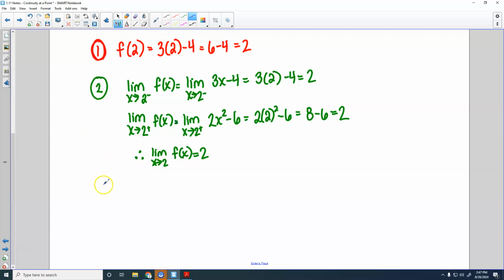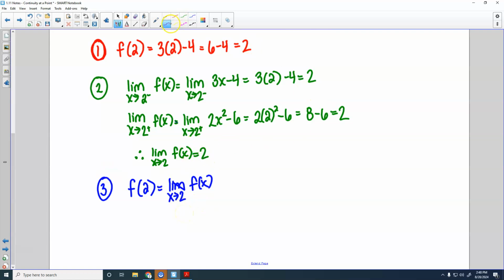All right. And then the last thing you need to do is show that f of 2 equals the limit as x approaches 2 of f of x. And you can just say that because they both equal 2, they're equal to each other, right? So since you get 2 up here, you get 2 down here. Those are both the same.